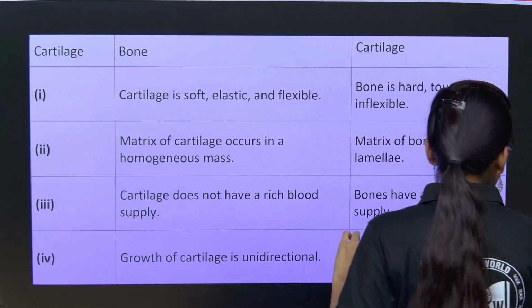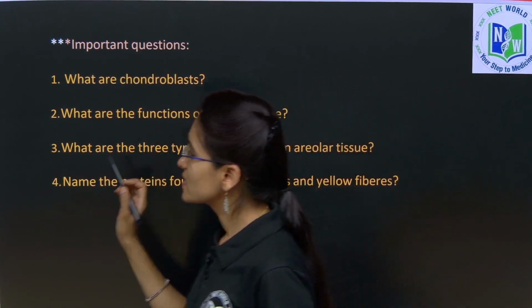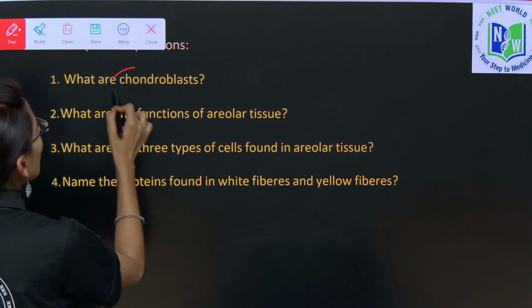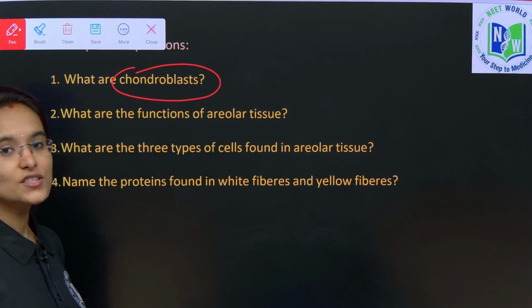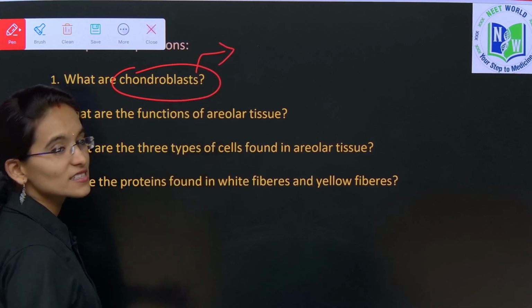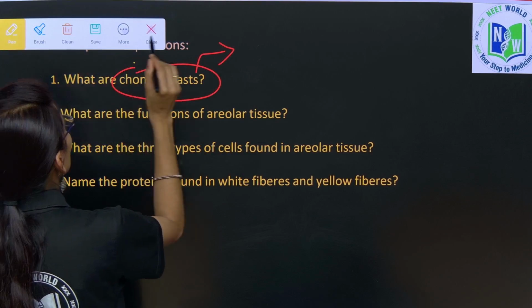Next, we are going to solve the most important 1 mark questions. Look here, children. What are chondroblasts? These are which type of cells? Chondroblasts are the cells which we find in the cartilage. Chondroblasts are the cells present in the cartilage. Clear?